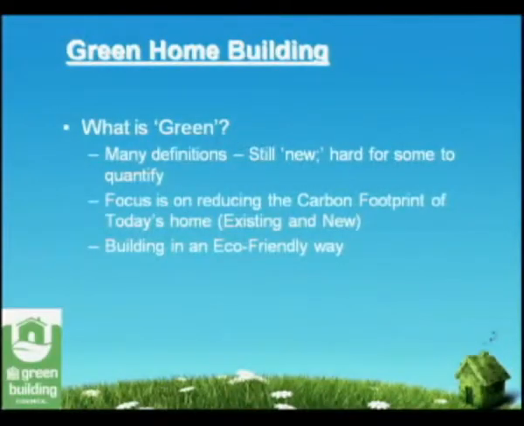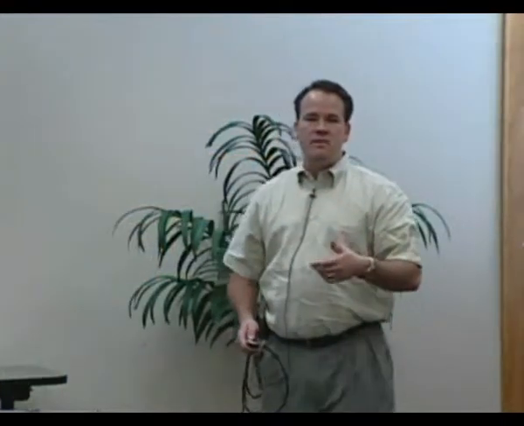But traditional homes today are also green homes. They don't have to look something very different than what you traditionally see driving down the street in your typical neighborhood. Green building, what is green? Well, there are many definitions of green, but basically we're focusing on reducing the carbon footprint and the use of natural resources and fossil fuels, building in an eco-friendly way, and again, like I said, reducing our reliance on fossil fuels, so trying to minimize the amount of natural gas types of products and electricity in the home.